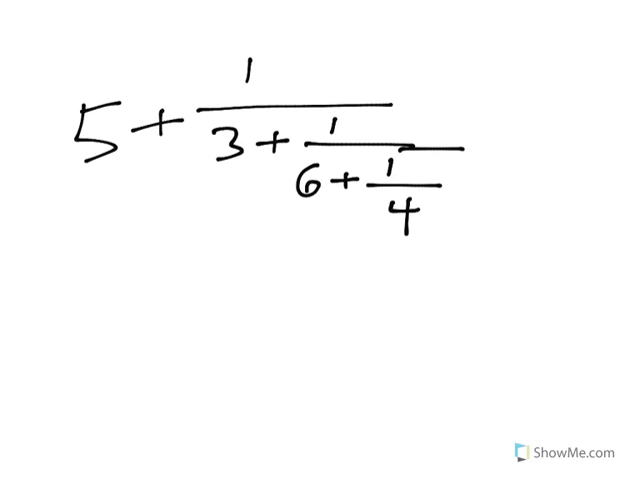So for practice, would you express this simple finite continued fraction in the shorthand form? And the answer is 5, semicolon 3, comma 6, comma 4.